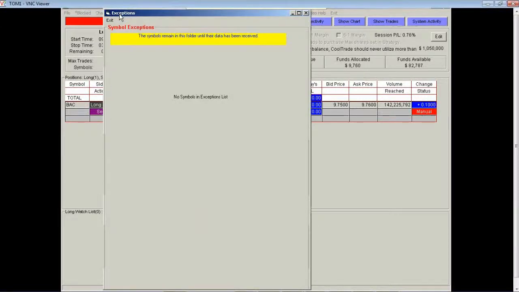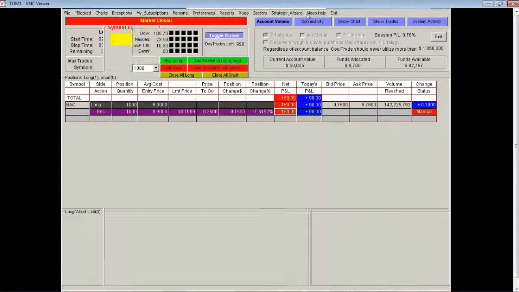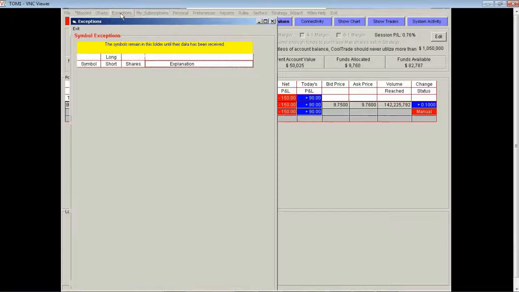So the next one here, we have charts as well. If you want to use charts and apply indicators and so forth, you can click on that button. I'm not going to get into that tonight, but you can do that and apply some different technical indicators and look at some charts. Exceptions.